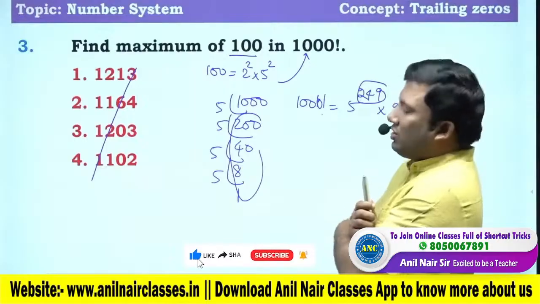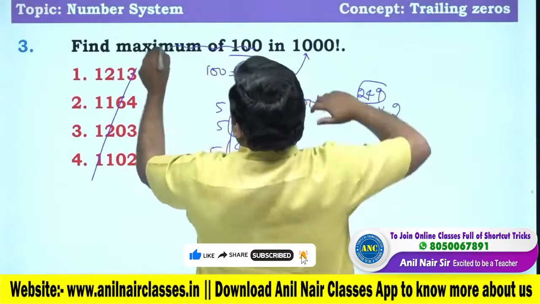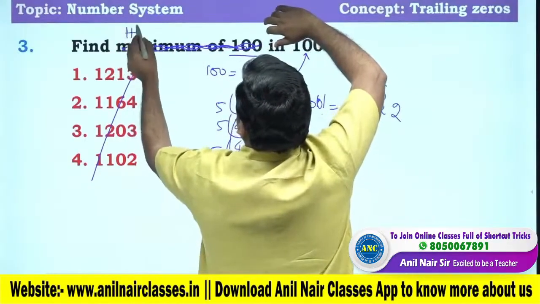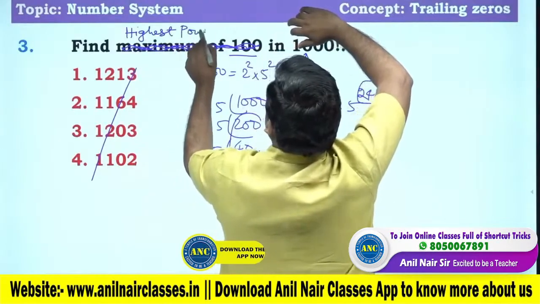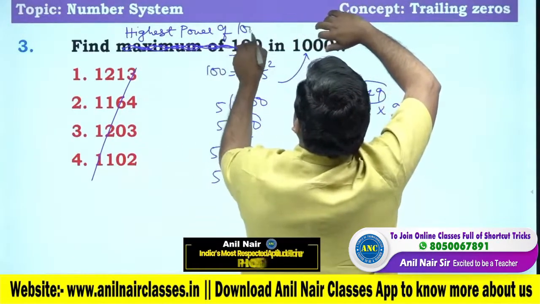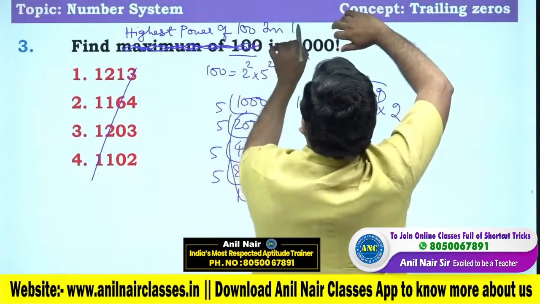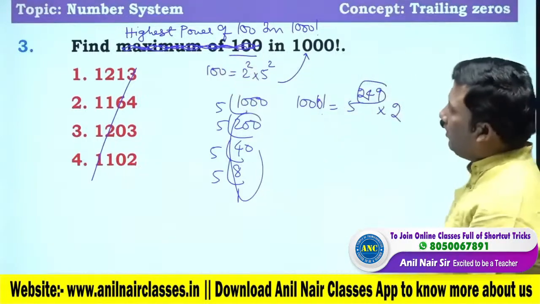100 can be written as 2 square into 5 square. Please change the question, this question is not clear. Find the highest power of 100 in 1000 factorial. 100 is 2 square into 5 square. Right? I hope it is clear.